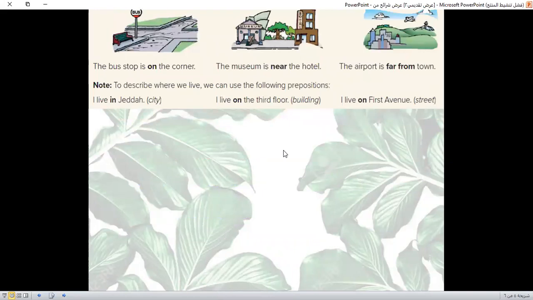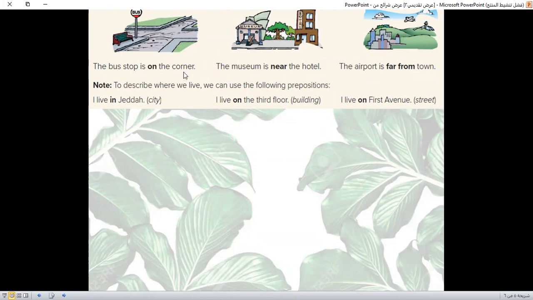Now we have on, near, and far from. Please pay attention. Here, for example, I can say the bus stop is on the corner. Where is the bus stop? It is on the corner. Do you know the meaning of corner?